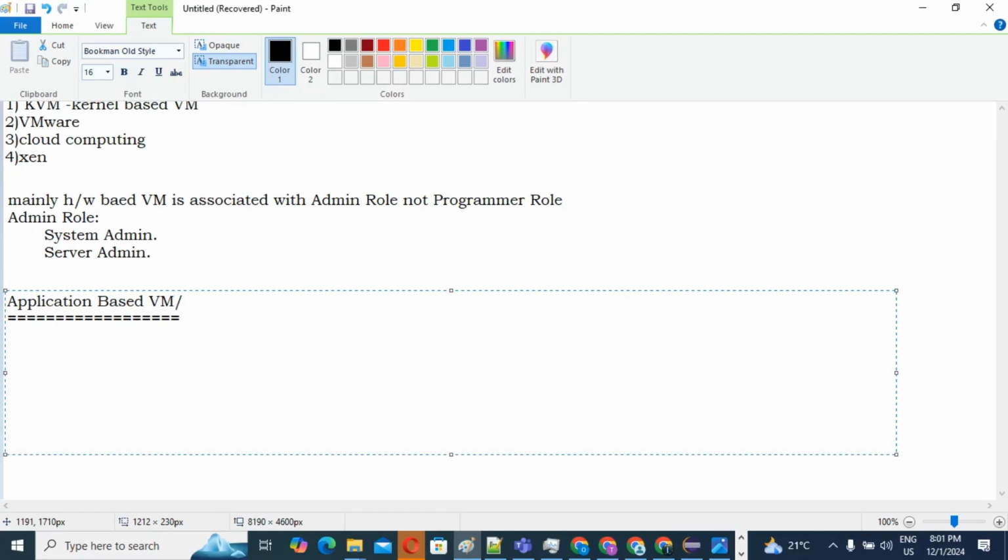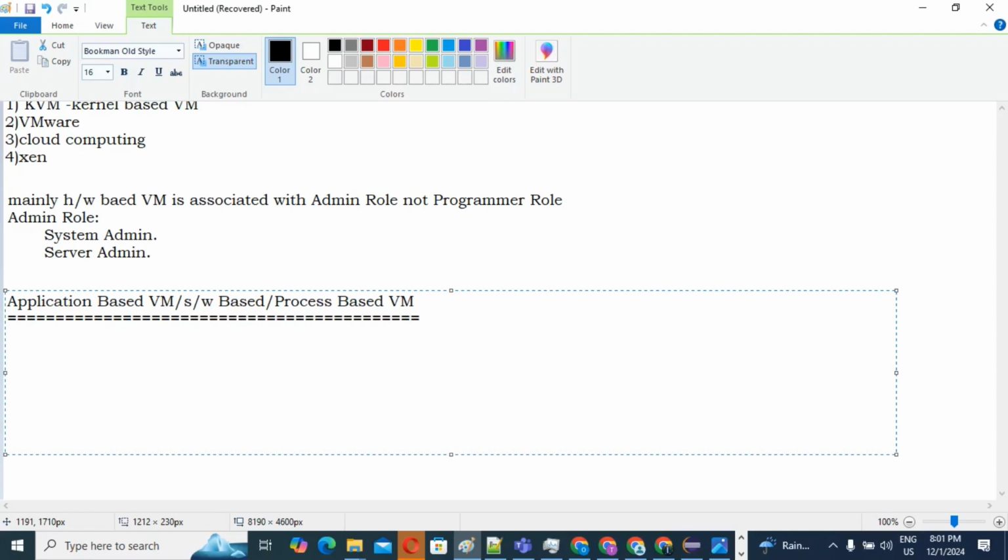So you can also say software based. That is process based. That is the name, the same name you can say: process based virtual machine. So the application based virtual machine, software based virtual machine, and process based virtual machine are all the names of the application based virtual machine only. Right, guys? I hope you have understood.